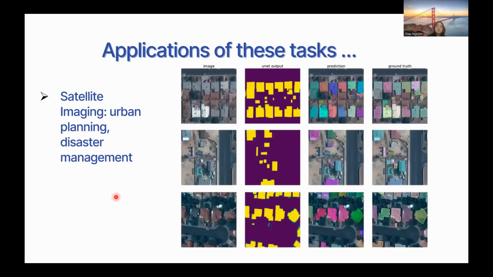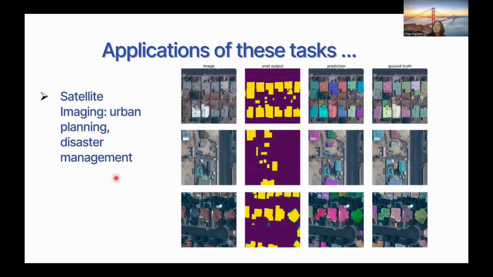The second one is satellite imaging and urban planning for disaster management. A lot of these are like Google Earth, right? So how do we have the Google Maps that we have right now? They would need to be able to scan and identify a really large amount of images.